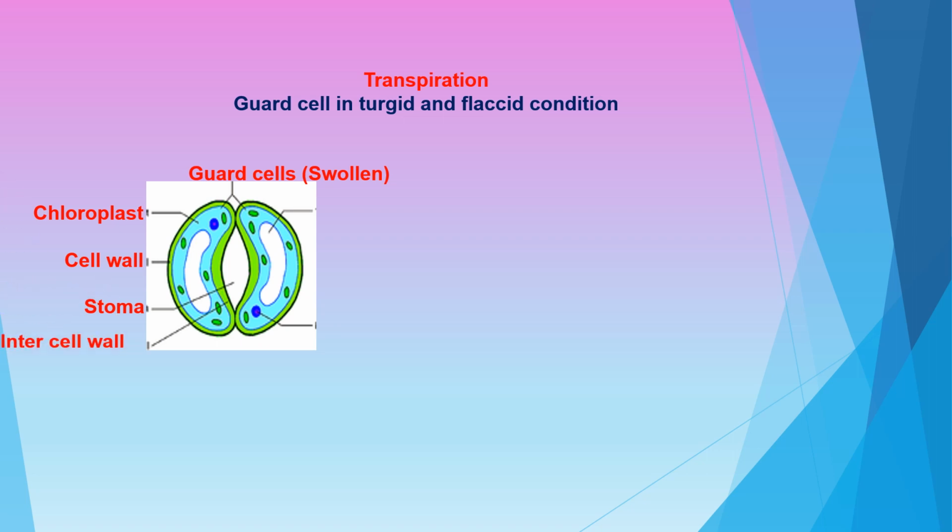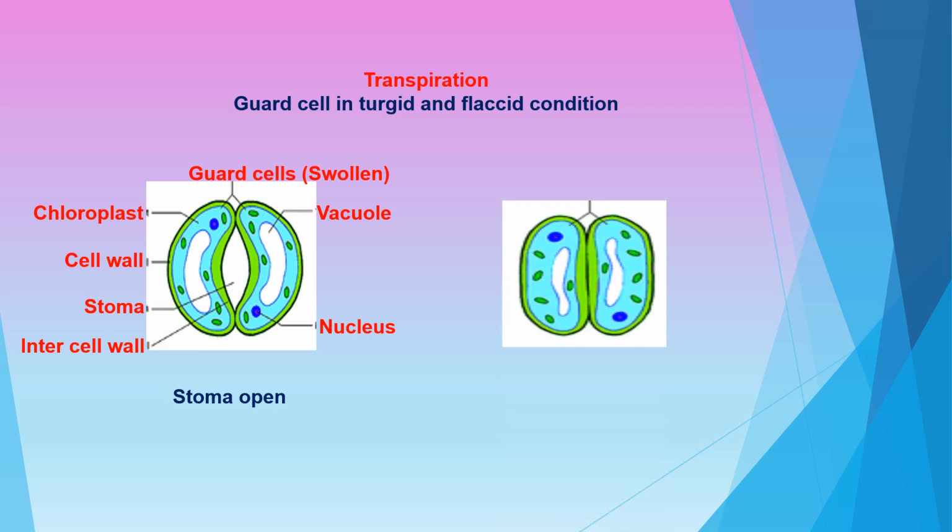The stoma is open. In this, the cell wall, then the vacuole, then the nucleus. This is the opening stage of the stoma. Then, when the guard cells lose water, they become flaccid. Flaccid means shrunken. The guard cells shrink. This is the closed stoma.